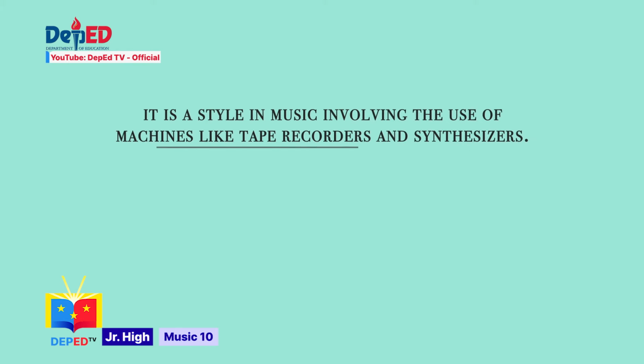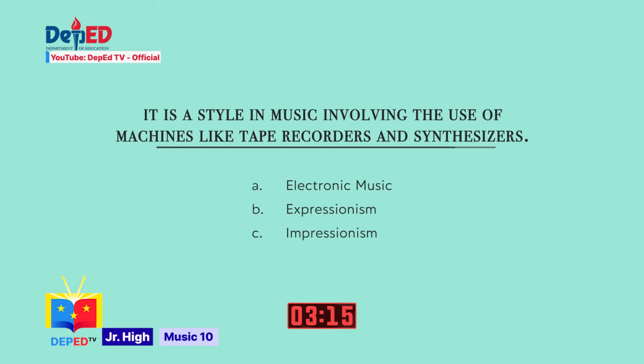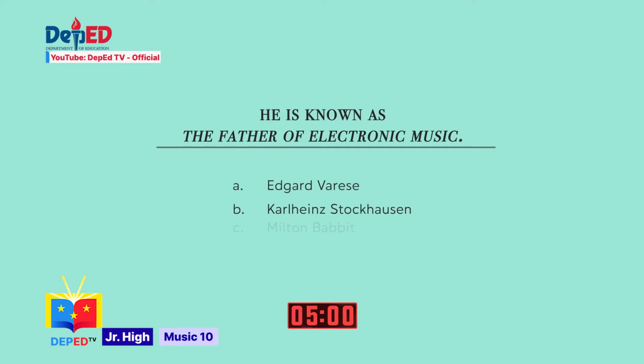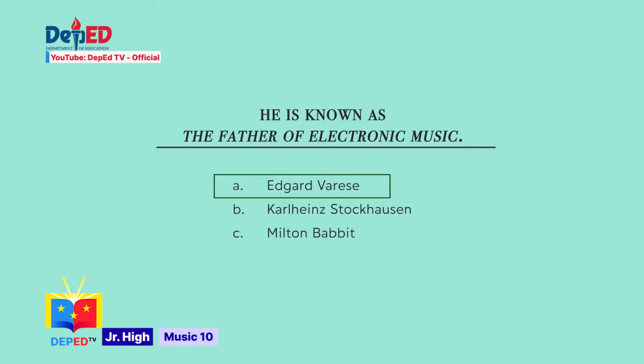Ready? Number 1. It is a style in music involving the use of machines like tape recorders and synthesizers. The correct answer is electronic music. Number 2. He was the father of electronic music. The correct answer is Edgard Varèse.